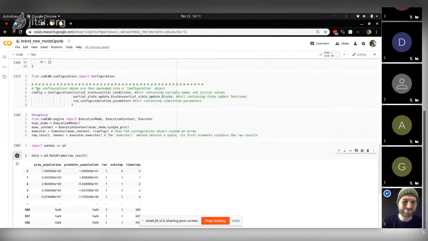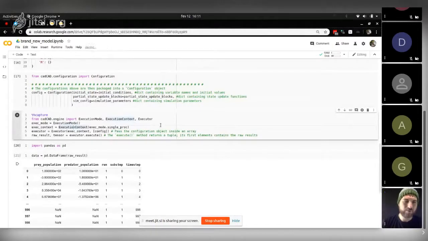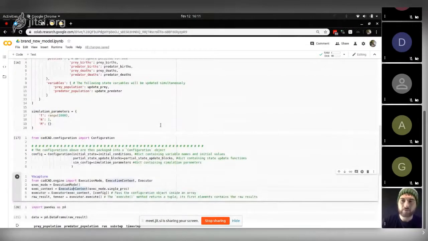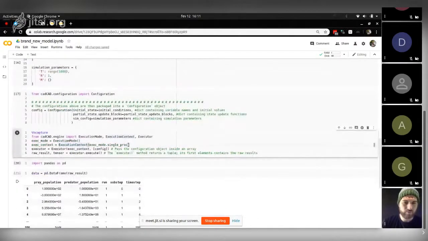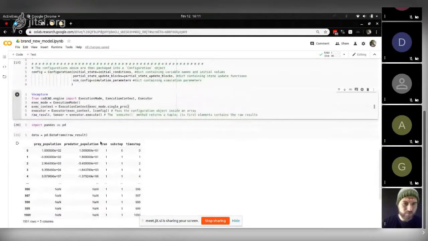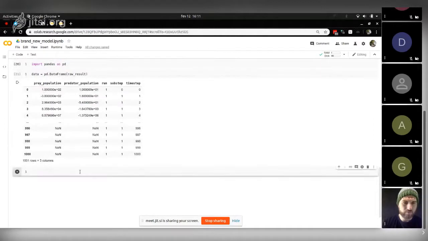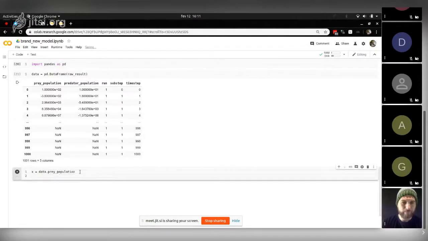The cadCAD part was until this block that I selected, until the run result. This is the cadCAD part that involves modeling, having to define the configurations and parameters. When you get to this step, you go beyond cadCAD and enter the data analysis and data science realm. So we have here a Pandas data frame, so we can do some plots. For example, the classical way to represent this is to pick the prey population as one axis and the predator population as the other.